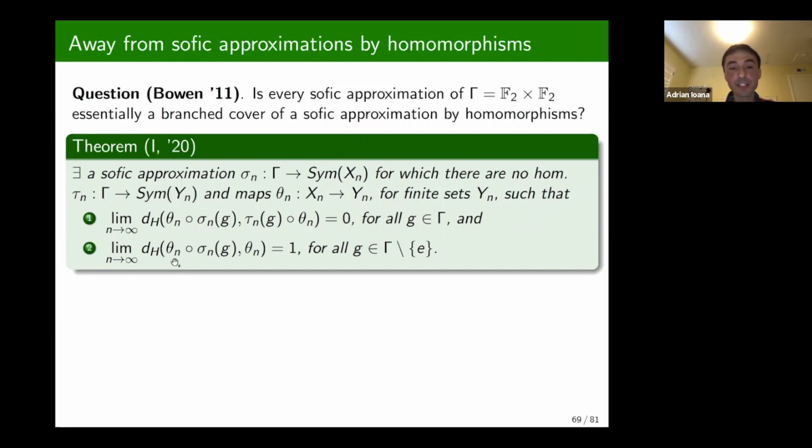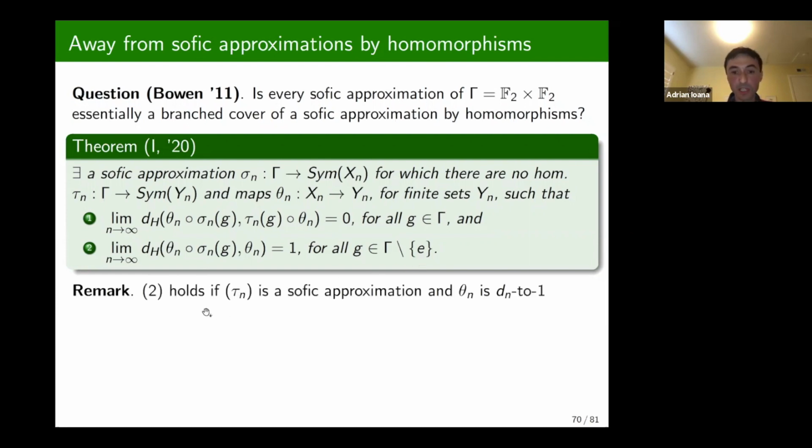Okay, and the second one, this may seem a little strange, but is a freeness type condition as well. I won't insist on this, the second condition, but perhaps I will just say that the second condition holds if you know additionally that tau n is a Sophic approximation and theta n is dn to 1, or even asymptotically dn to 1 will do it.